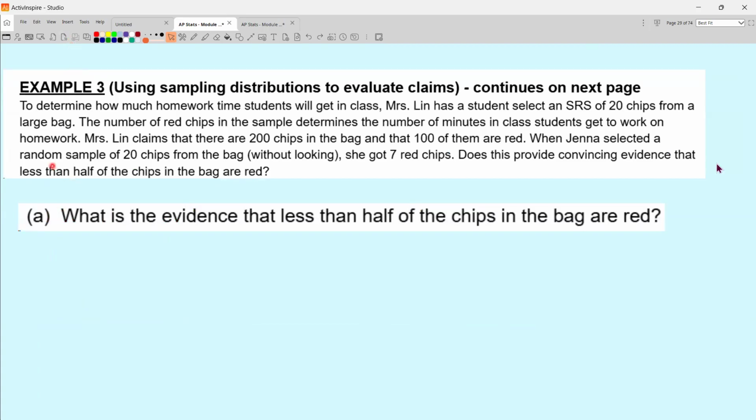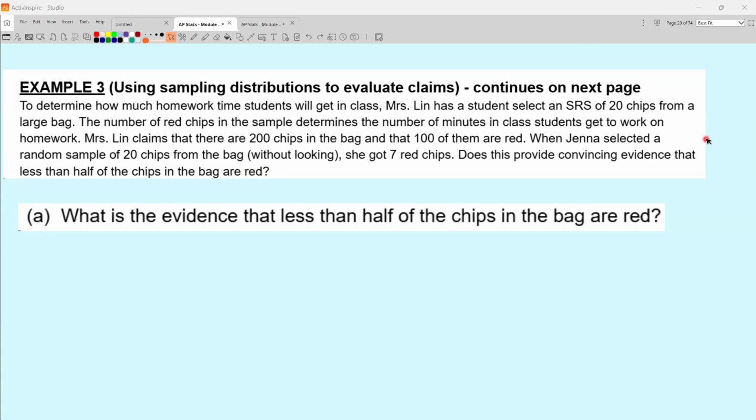Here's another example. To determine how much homework time students will get in class, Mrs. Lynn has a student select an SRS of 20 chips from a large bag. The number of red chips in the sample determines the number of minutes in class students get to work on homework. Mrs. Lynn claims that there are 200 chips in the bag and that 100 of them are red. When Jenna selected a random sample of 20 chips from the bag without looking, she got 7 red chips. Does this provide convincing evidence that less than half of the chips in the bag are red?